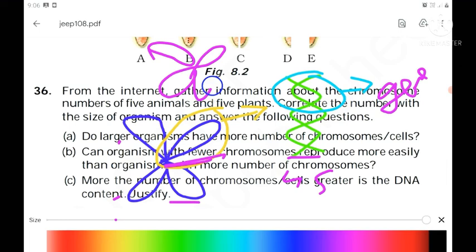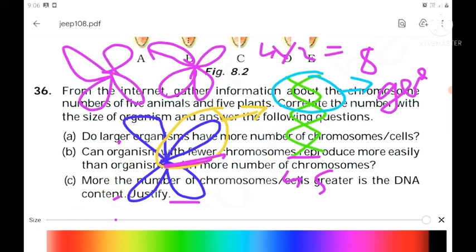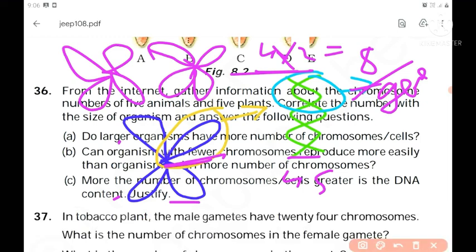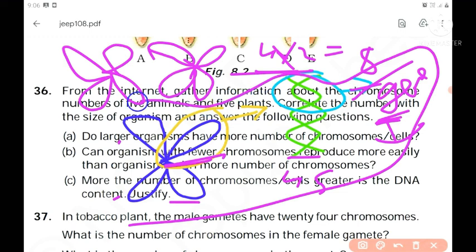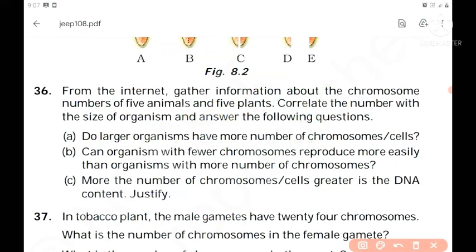If another one has two chromosomes, they will have 4 into 2, 8 DNA. So more the number of chromosomes, more is the DNA, right? Obviously, that is true. Now, gene is the one which contains all the information. So this is important. Each section of a chromosome has DNA and each section of a DNA has a gene. We'll move on to the next question.